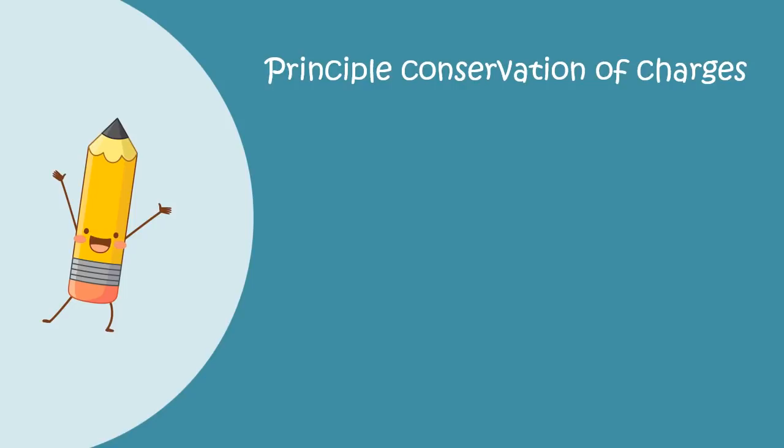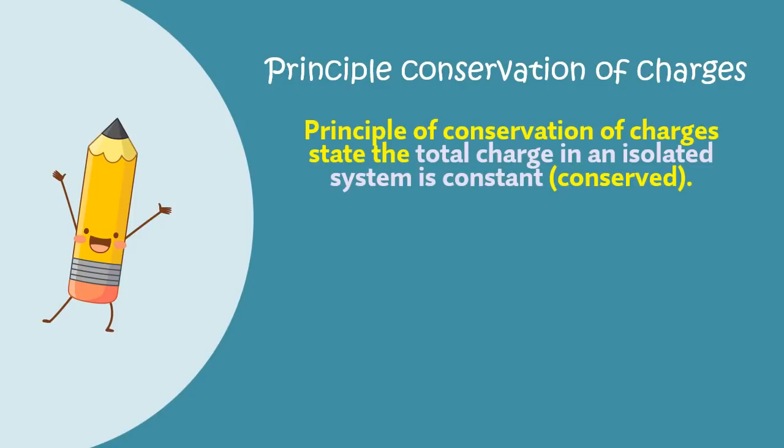Next, we go to the principle of conservation of charge. What is the principle of conservation of charge? It states that the total charge in an isolated or closed system is constant, or conserved. This means that the total initial charge equals the total final charge.